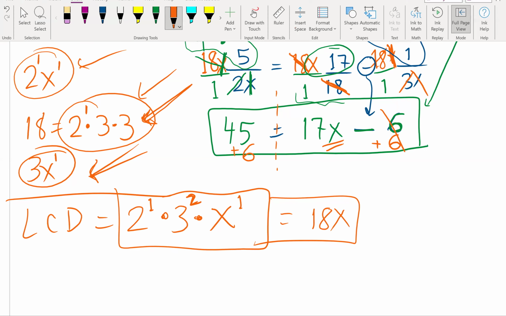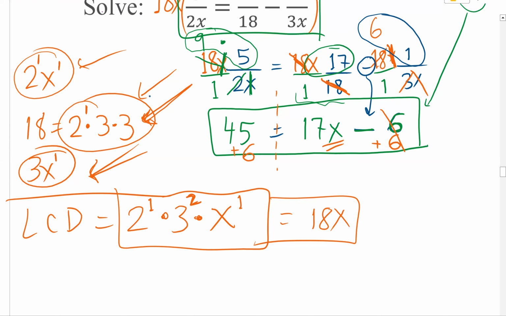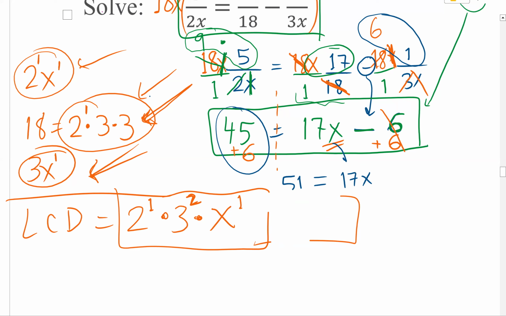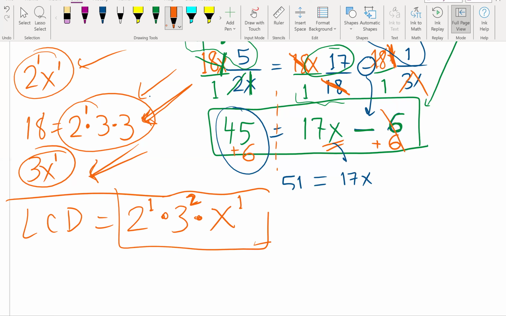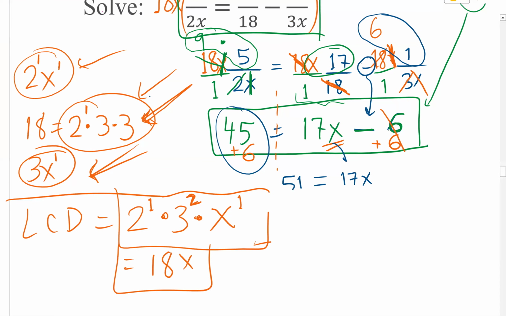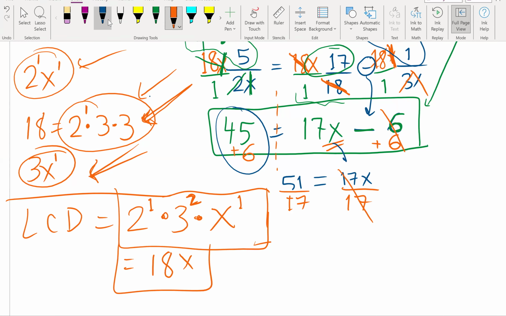Since the 6 is negative, I'm going to add it to the other side. 45 and 6 is 51. Equals, and now the 17x is all by itself on the right side. Only one more step. Maybe I'll just write here: 18x with the LCD, that was the result. Now to get rid of the 17, because I want to see x equals something in the end, and since 17 is being multiplied by x, I'll do the opposite and divide by it.